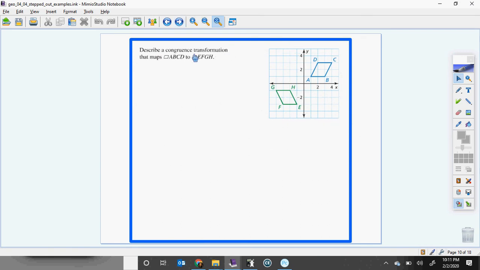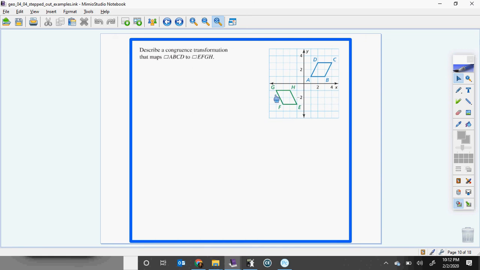And then it says, well, how could I get from ABCD to EFGH? And the order of letters is important, so A is going to come to this one. So this letter A has to end up being that letter E, because A comes first. So how can I go from here to there?